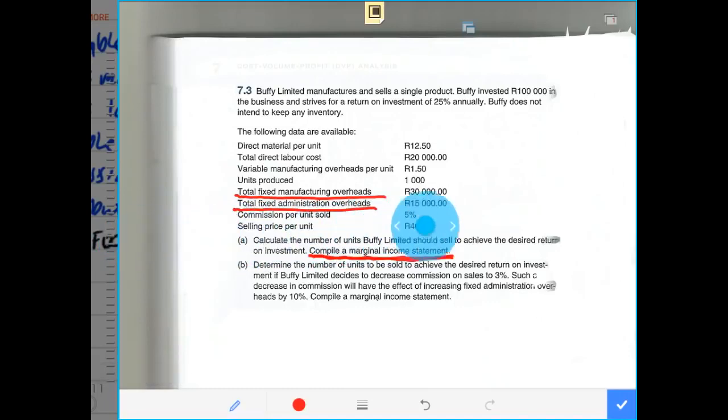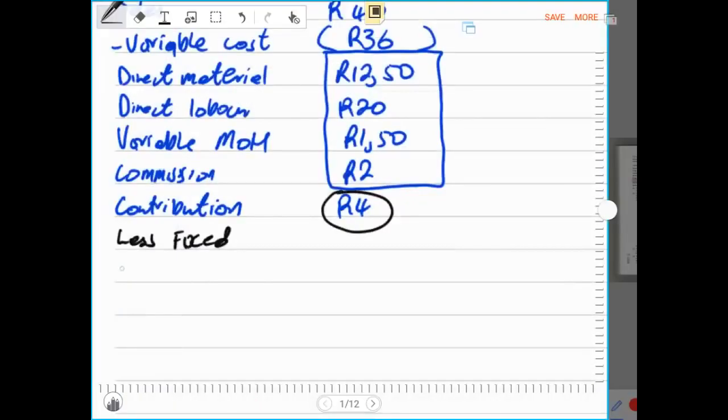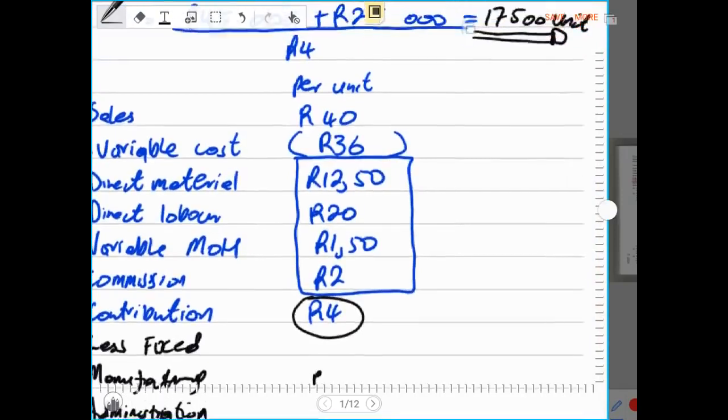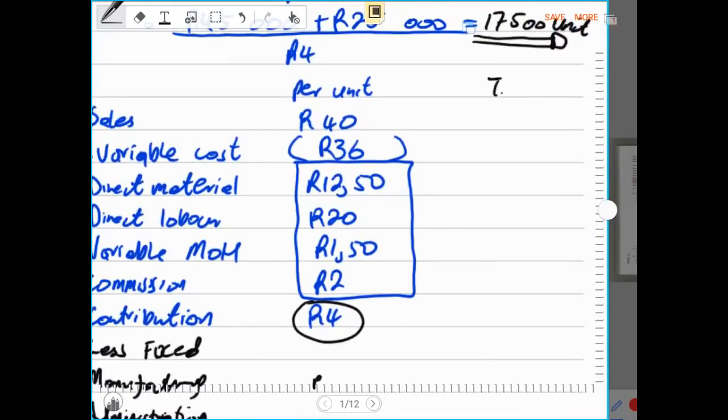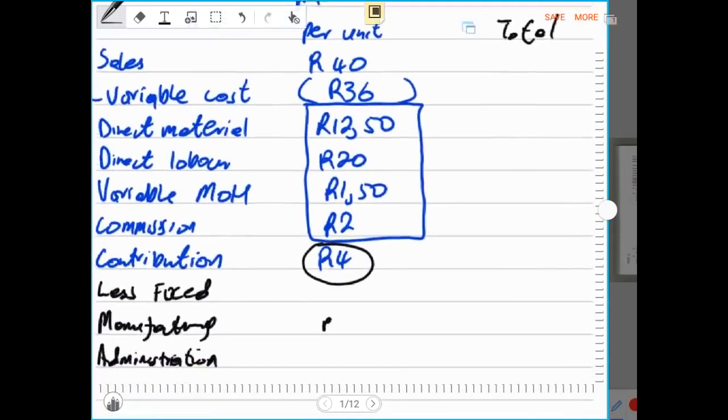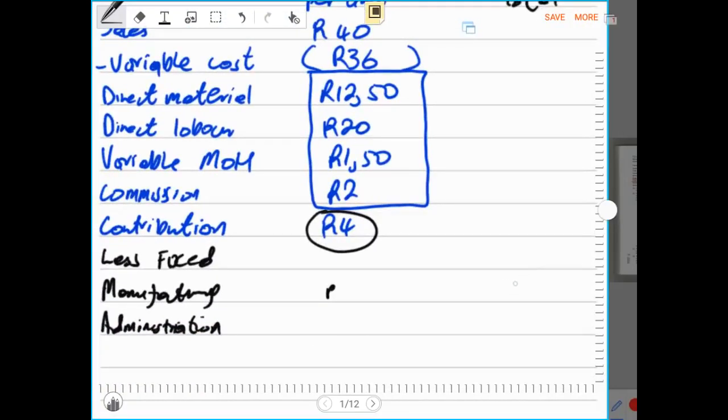We have manufacturing and administration overheads. We had manufacturing fixed cost, then we had administration fixed cost, administration, then now we had 30,000 rands. This is per unit. I want to have the column for total so that we do the income statement on the same page. Therefore, now our total fixed cost will be 30,000 rands here, and here it will be 15,000 rands.